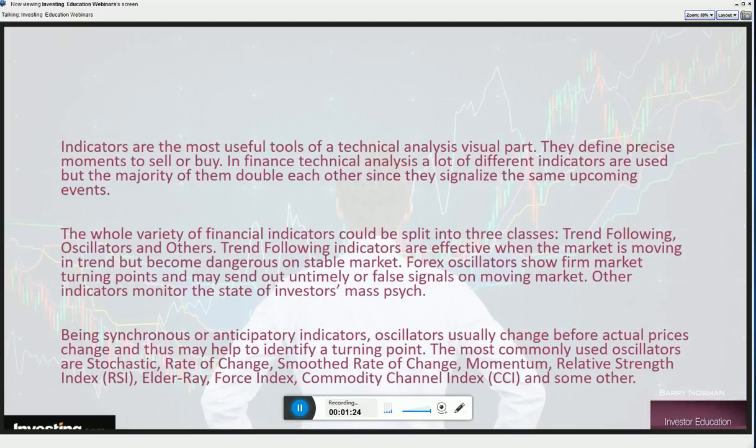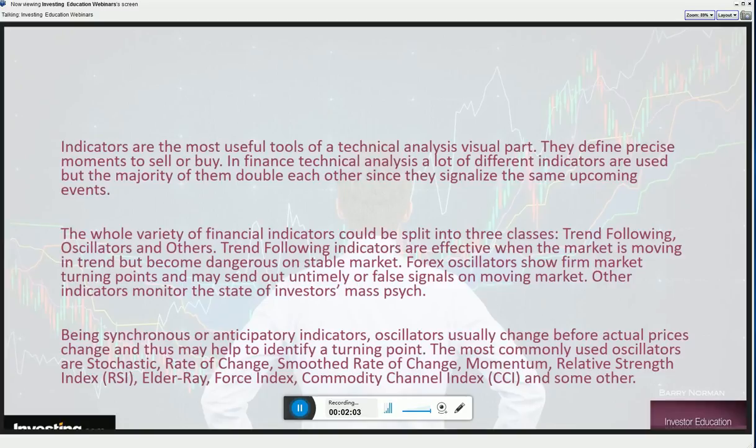Oscillators usually change before actual price change, and thus may help to identify a turning point. So when you have price trending up or trending down, an oscillator will tell you that the market is becoming oversaturated. Note that an overbought or oversold market can continue for quite some time or might go into a consolidation point. It doesn't tell you to buy or sell. Your technical indicators and your trend indicators tell you to buy and sell.